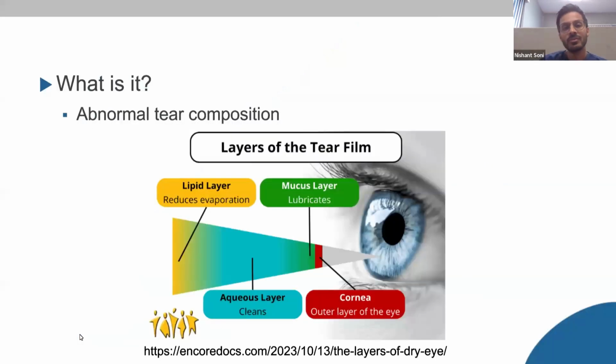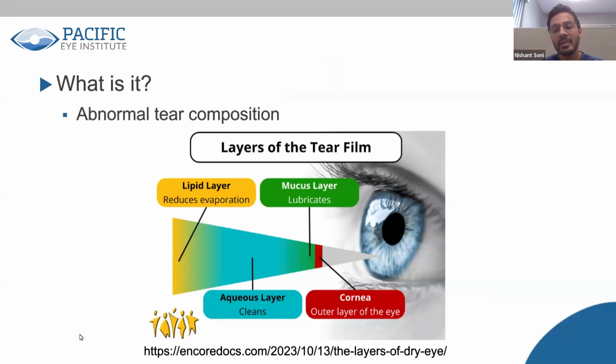So the first question is, what exactly is dry eye syndrome? It's a very commonly used term that's thrown around, but what it really is, is an abnormality of the tear film. And the tear film is the layer that sits on top of the cornea, the front clear part of the eye, and that tear film moisturizes the eye. When you have abnormality of the tear film, you are missing one of the layers, or you have an abnormal amount of each of the layers of the tear film.